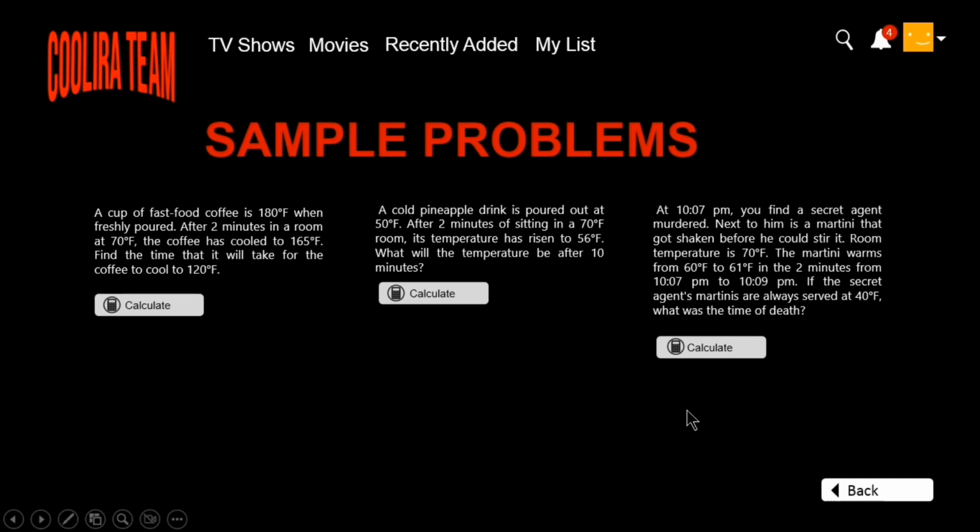So our third problem is actually how Newton's law of cooling helped in forensic science. At 10:07 p.m., you find a secret agent murdered. Next to him is a martini that got shaken before he could stir it. Room temperature is 70 degrees Fahrenheit. The martini warms from 60 degrees Fahrenheit to 61 degrees Fahrenheit in the 2 minutes from 10:07 p.m. to 10:09 p.m. If the secret agent's martinis are always served at 40 degrees Fahrenheit, what was the time of death?